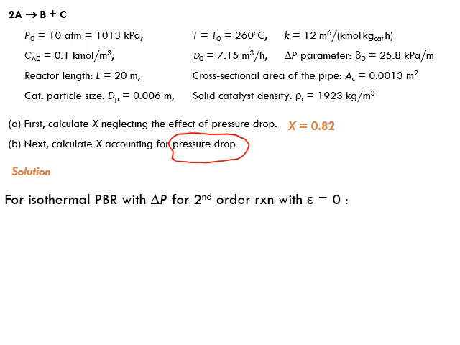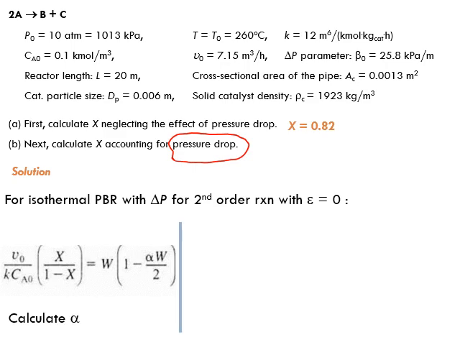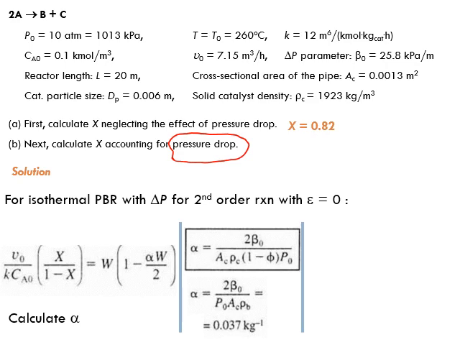Okay, so for the isothermal packed bed reactor with the pressure drop for second order reaction with epsilon equals 0, which we just solved together, right? Before this example, we solved this design and we got this equation, correct? Okay, so we got this equation. Now we can calculate alpha from this equation, and the value of alpha is given as 0.037 per kg.